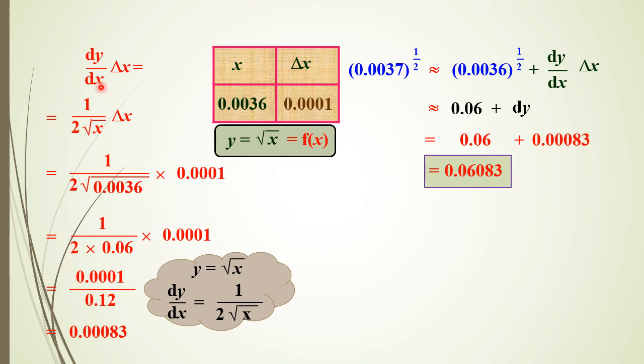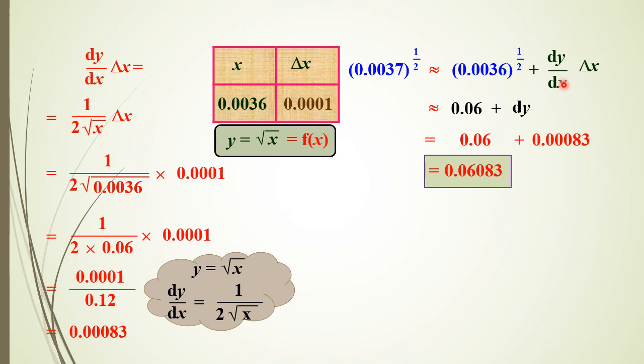So dy by dx, x raised to 1 by 2, its differentiation is 1 divided by 2 root x. Then delta x is written as it is. We know the values of x as well as delta x. Substitute and simplify, we'll be getting 0.00083.